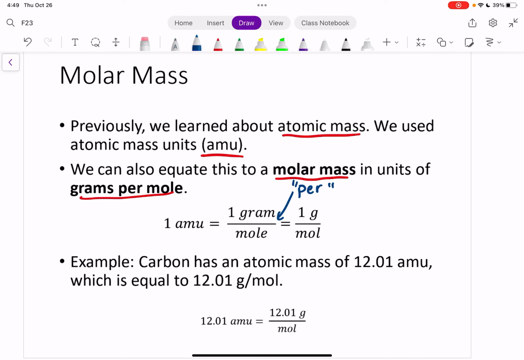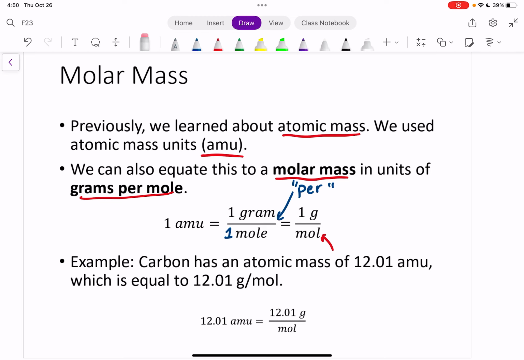Like miles per hour. It's assumed that there's only 1 mole on the bottom, right? Miles per 1 hour rather than miles per 2 hours or 3 hours. It's always assumed miles per 1 hour, just like it's assumed 1 gram per 1 mole, 1 gram per mole. And like we said, we can abbreviate moles as MOL. It doesn't abbreviate it a whole lot, but it's helpful when you're writing this out a billion times.